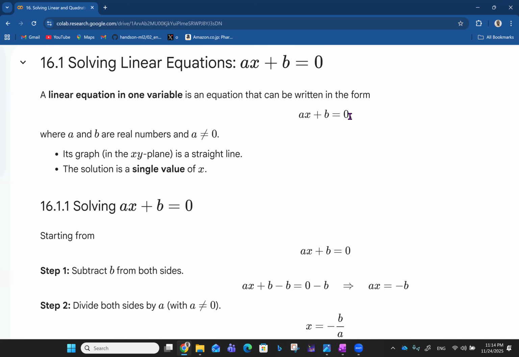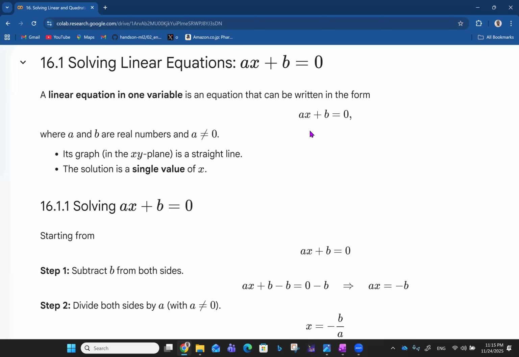So we know, just like I said already, a linear equation in one variable is an equation that can be written in the form ax plus b equals 0, where a and b are real numbers and a is not equal to 0. Of course, if a is equal to 0, then this becomes a constant. You just have b that is 0. So its graph in the xy plane is a straight line. That's why we say it's a linear equation, right? So its graph is a straight line. So the solution is a single value of x.